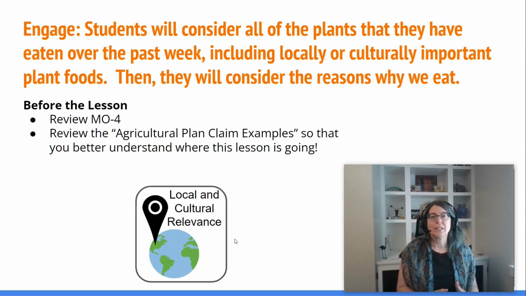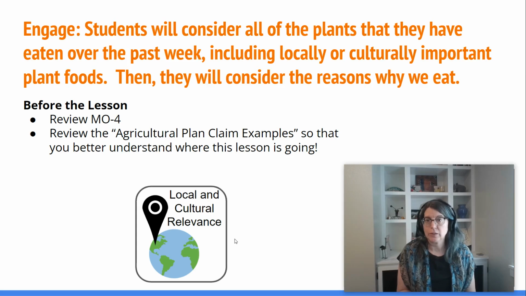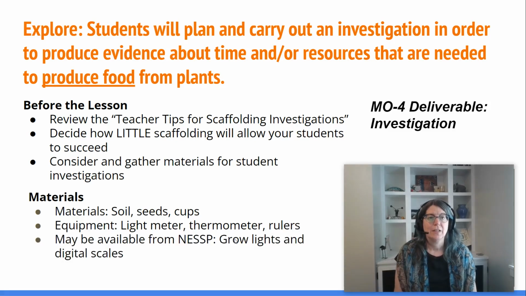In Engage, you're going to ask students to think about the plants they've eaten, including any locally or culturally important plants, and then to consider the reasons why we eat. This is to set them up for thinking about the importance of food for astronauts going so far from Earth. It would be really helpful before the lesson if you are able to review MO-4 and the agricultural plan examples that are in the lesson plan. These will really help you understand where this lesson is going and get an idea of where your students might need additional support.